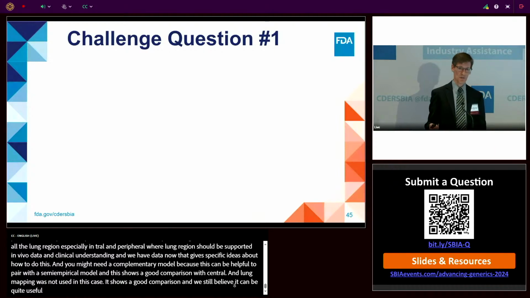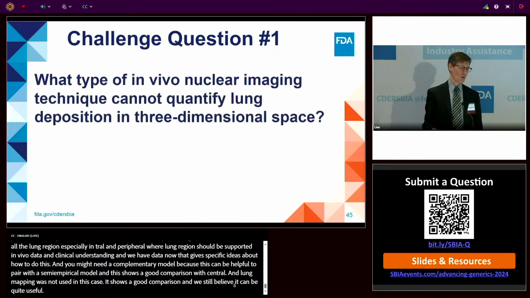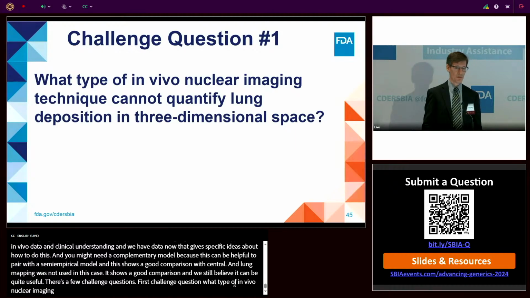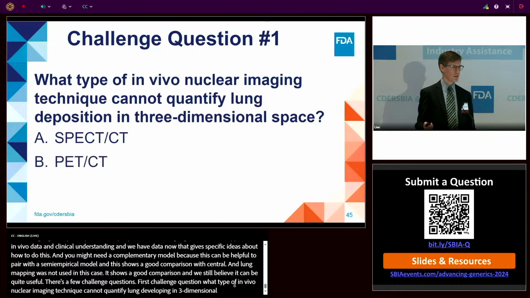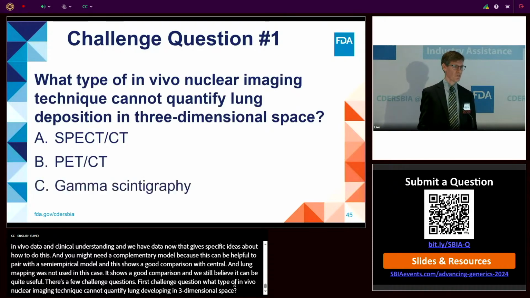I got a few challenge questions for you. The first challenge question, what type of in vivo nuclear imaging technique cannot quantify lung deposition in three-dimensional space? Is it SPECT-CT, PET-CT, or gamma scintigraphy?